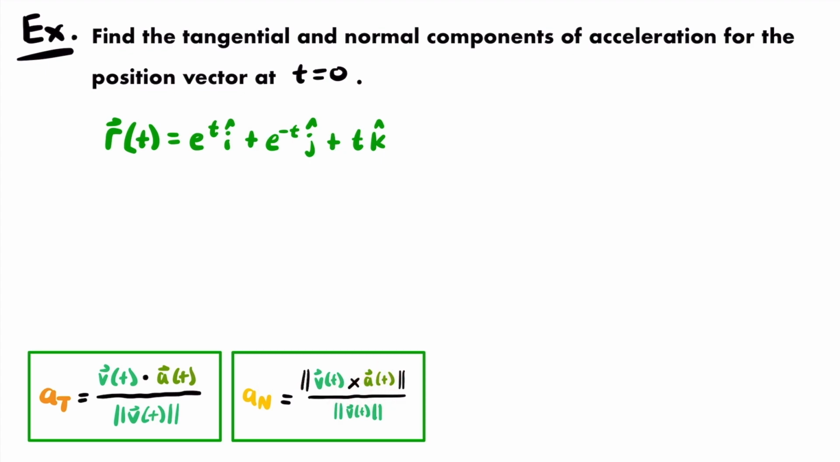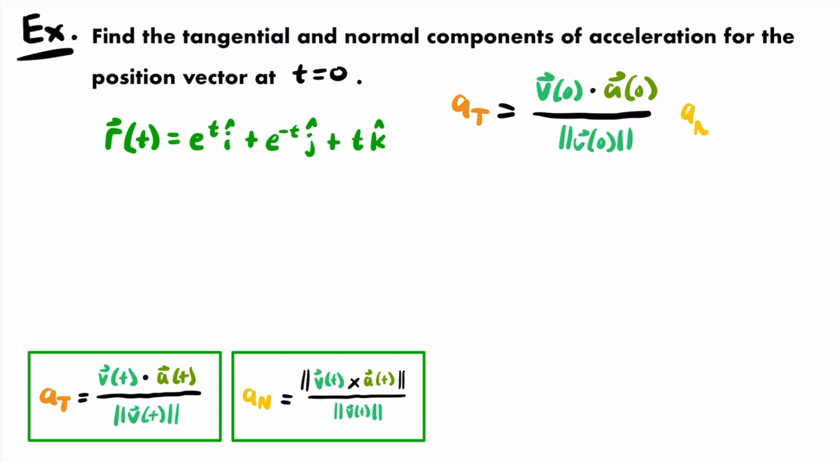What we're going to want to do is find the velocity and acceleration vectors at t equals 0 before we do any of these calculations. Alright, so what we're going to do to find the tangential component is take v of 0 dot a of 0 and divide it by the magnitude of v of 0, or the speed at t equals 0. And then for the normal component, or a sub n, we will take the magnitude of the cross product between v of 0 and a of 0 and divide that by the speed at t equals 0. Okay, so that's our goal here.